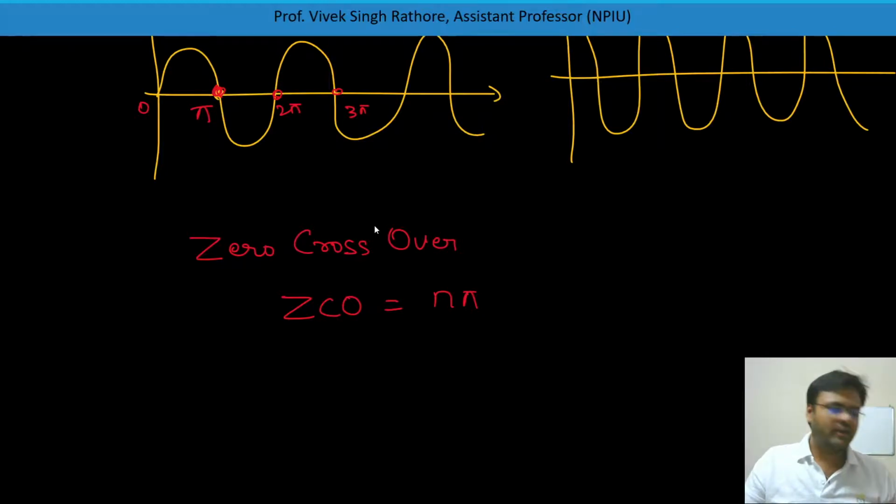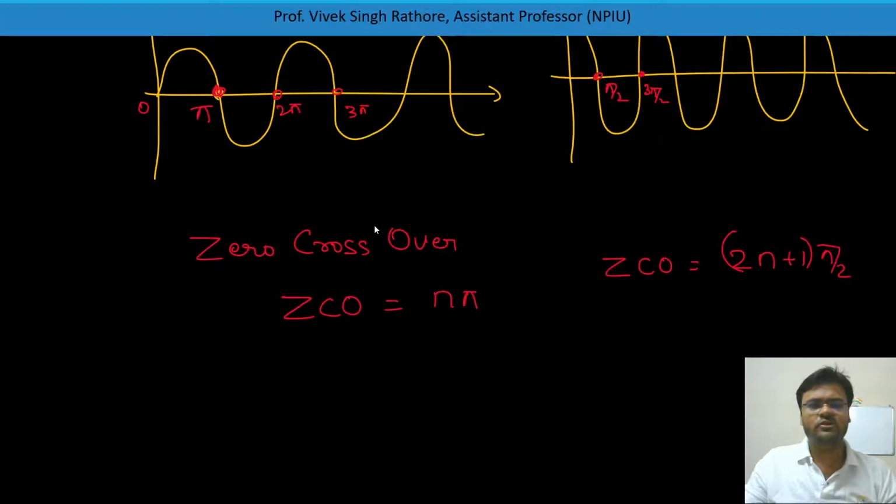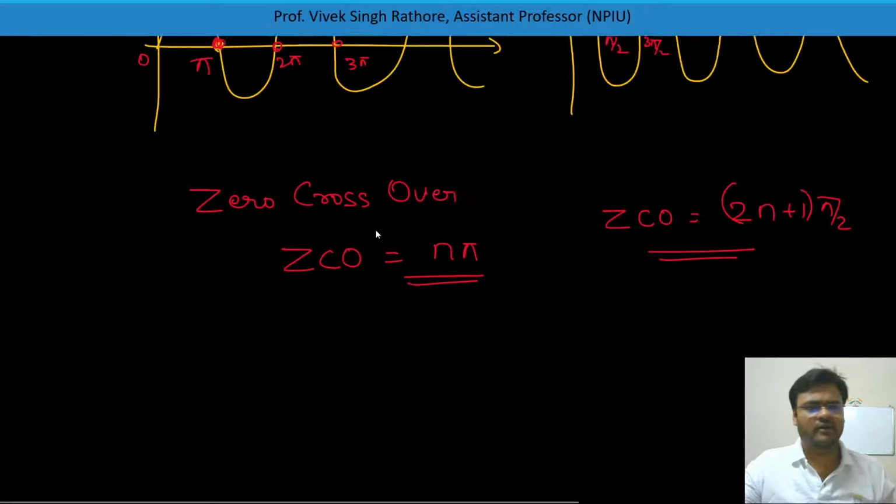And whenever we see a cosine signal, if you see here, the zero crossovers are pi by 2, 3 pi by 2 and 5 pi by 2. So for a cosine signal, the zero crossovers are (2n plus 1) times pi by 2. These values you need to remember, or you need to understand, and then you can write them down.